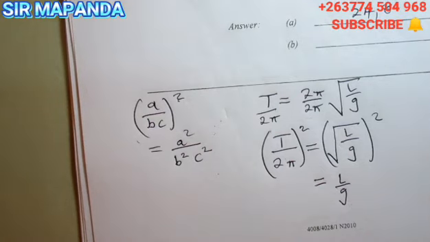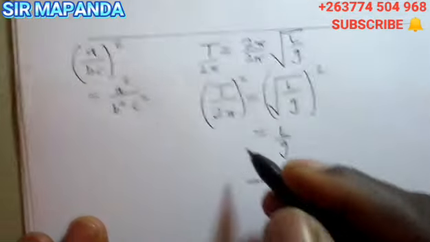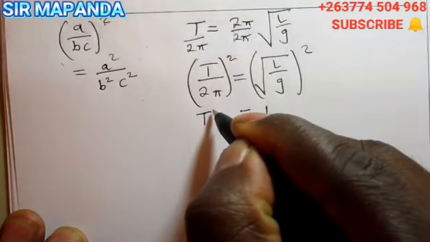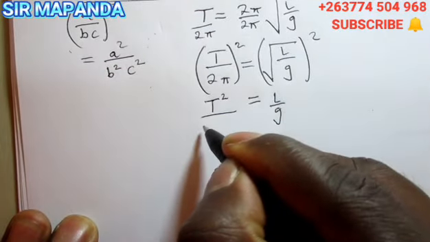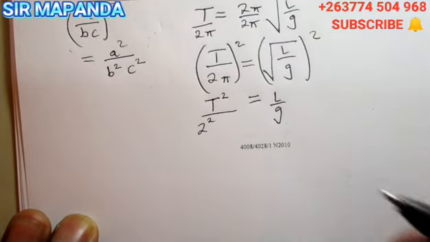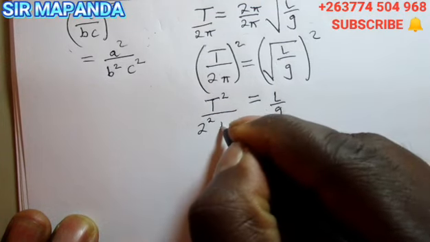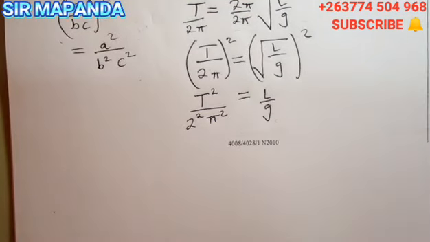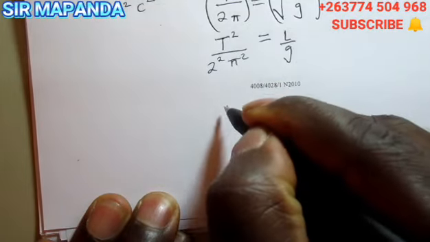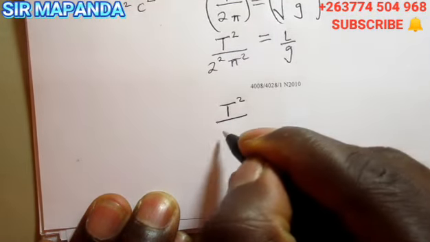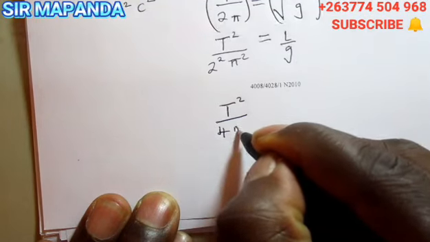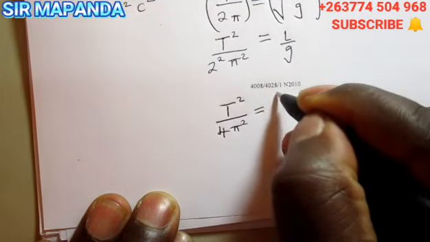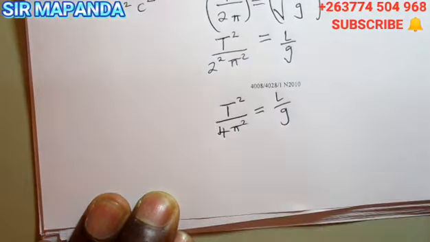It raises both the numerator and the denominator by 2. Right? So here you are going to get t squared, then 2 squared, which you write as 4, then pi squared. Why? Because each and every term is going to be raised by 2. So we now have t squared over 4 pi squared is equal to L over G.